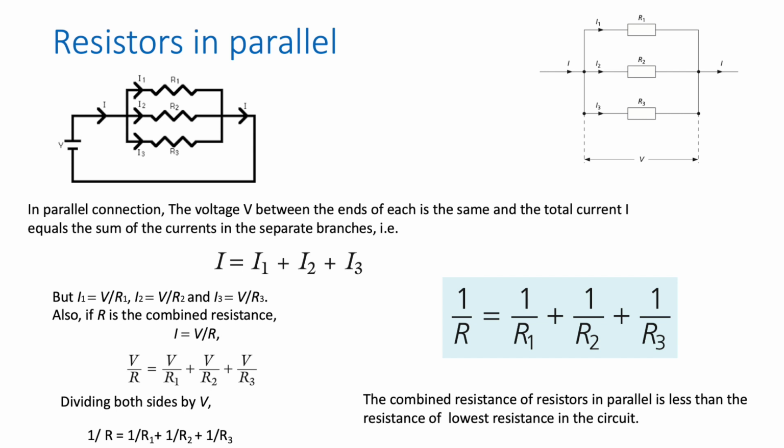Here you have to be very careful. R is the effective resistance of the parallel combination. But the reciprocal of effective resistance is 1 by R1 plus 1 by R2 plus 1 by R3. So to find out the combined resistance of three resistors in parallel, first we have to find out 1 by R1 plus 1 by R2 plus 1 by R3. Then you have to take the reciprocal. Then we will get the effective resistance. The combined resistance of resistors in parallel is less than the resistance of the lowest resistance in the circuit. That means if we have 1 ohm resistance, 5 ohm resistance and 100 ohm resistance in parallel, then the value of effective resistance is always less than 1 ohm.